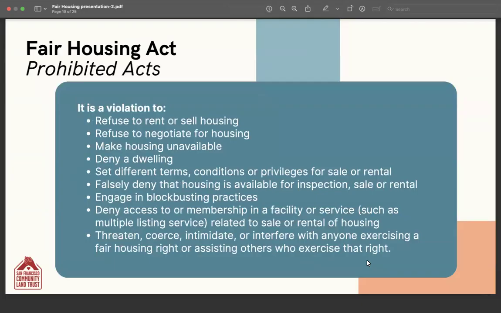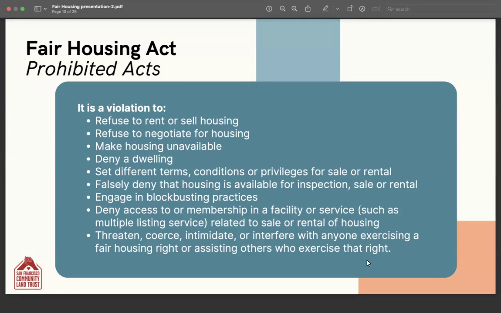And the prohibited acts that are listed in the Fair Housing Act include it being a violation to refuse to rent or sell housing to someone, refusing to negotiate for housing, making housing unavailable, outright denying a dwelling to someone, the practice of setting different terms, conditions, or privileges for the sale or rental of a dwelling, falsely denying that housing is available for inspection, sale, or rental.